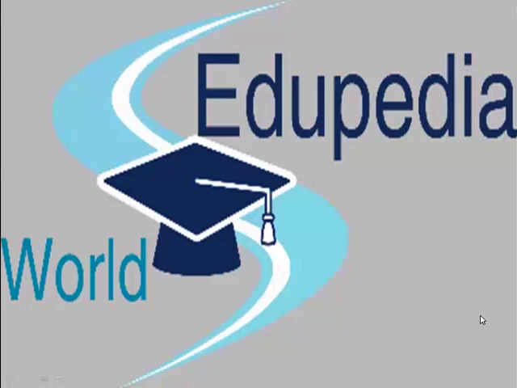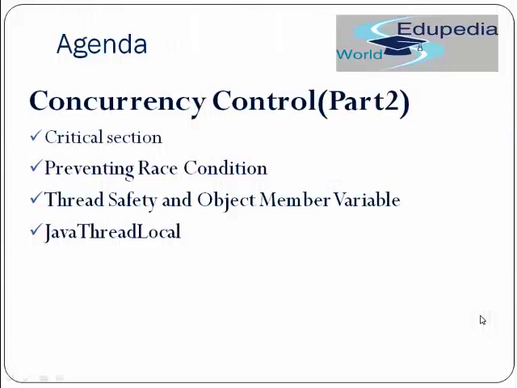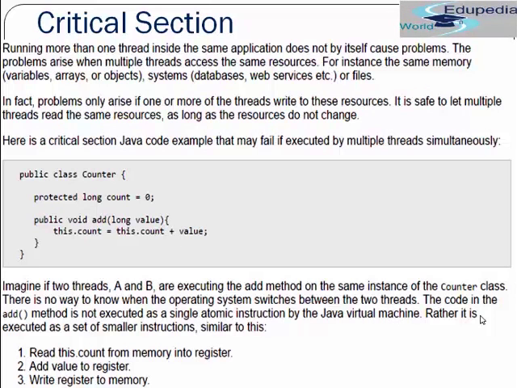Well, in this tutorial, we'll cover part 2 of concurrency control in Java. We'll study what a critical section is, how to prevent race conditions, thread safety and object member variables, and then the Java ThreadLocal class. So let's begin. The first topic is critical section.